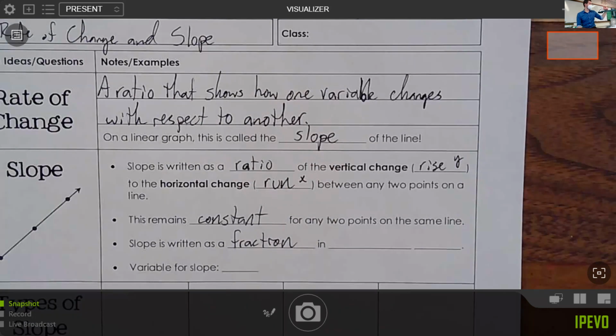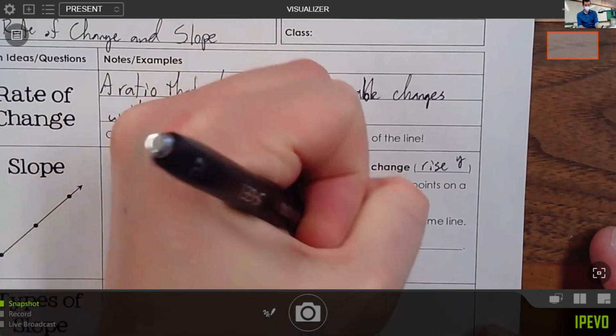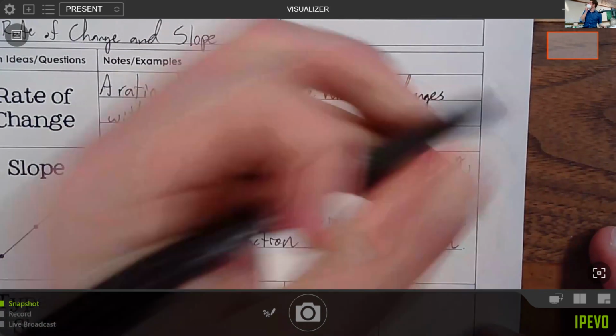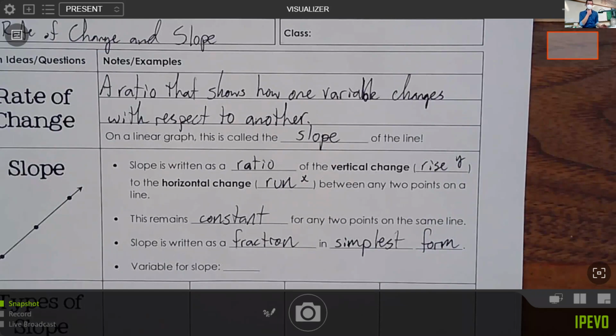Yeah, we got our numerator and denominator. But let's say it's 2 over 4. What should we do with that to make it a little cleaner? Now we're not gonna make it a decimal. We could, but with slope, we generally leave it as a fraction. Simplify it. Yeah, we're gonna write it in simplest form. So if we had the fraction 2 over 4, we would simplify that to 1 over 2. So slope is written as a fraction in simplest form.